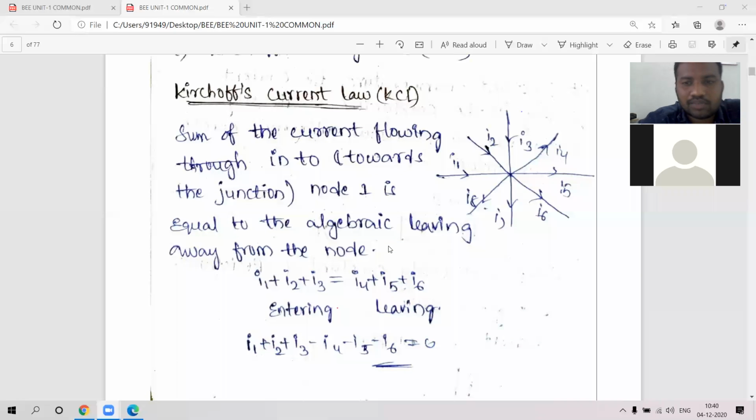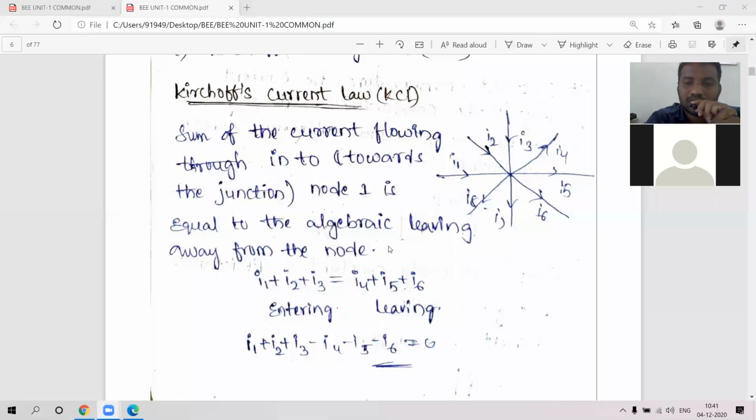Let us see Kirchhoff's current law. Here, I have considered around 8 elements. In those 8 elements, the currents are directed towards the node. Here node is nothing but an intersection point, that is the node we are calling it. Some currents are indicated towards the node, and some currents are indicated away from the node.